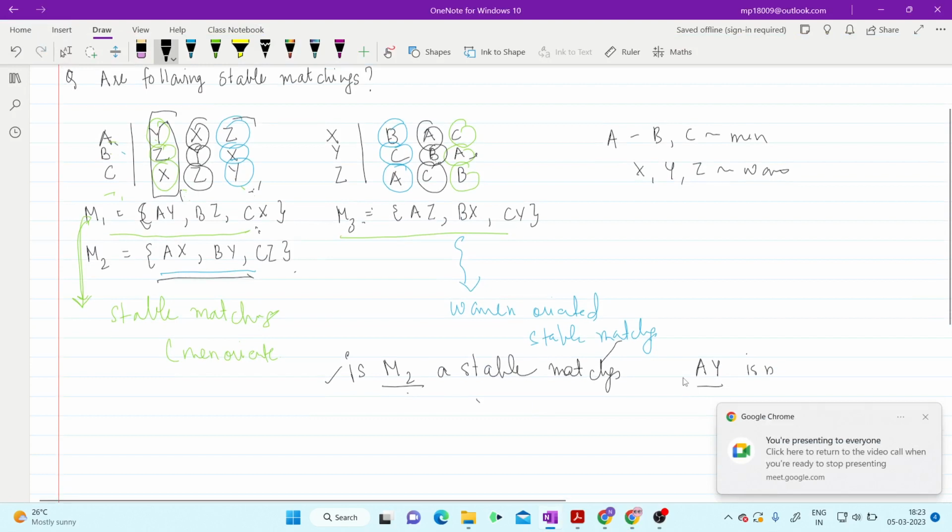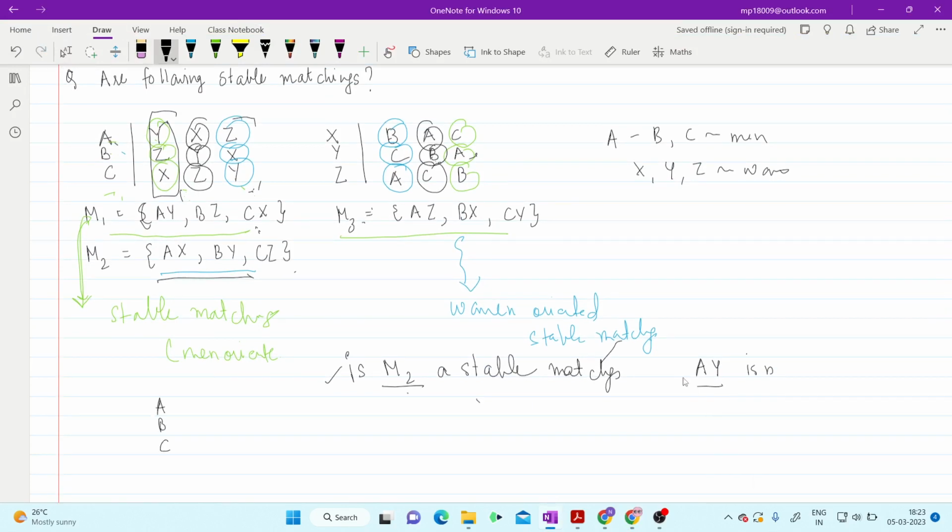Okay, yes. This is a bit messy, so I'll draw again. A B C, Y Z X, X Y Z, Z X Y, and this is X Y Z, B C A, B C A, C A B. So we are considering the following matching. A is assigned X, B is assigned Y, C is assigned Z, X is assigned A, Y is assigned B, and Z is assigned C. So this matching M2 we are considering.